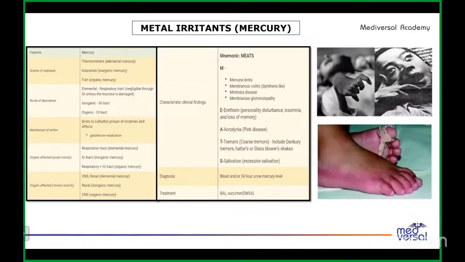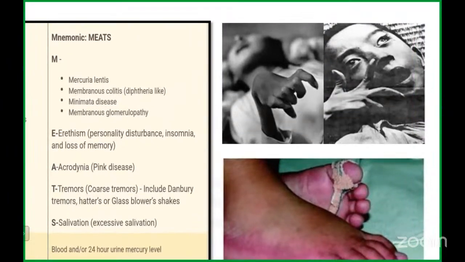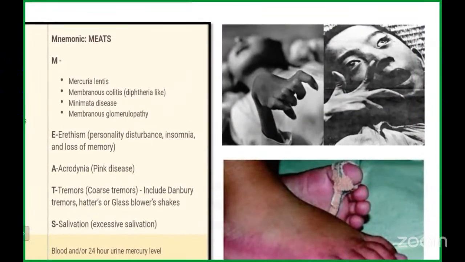Coming to metal irritants, mercury. We finished arsenic, we finished lead, we are now in mercury. This is a very classic image. This is an image which is a historical image. You can go to Google, and anytime you type mercury poisoning, this is exactly what you will get.